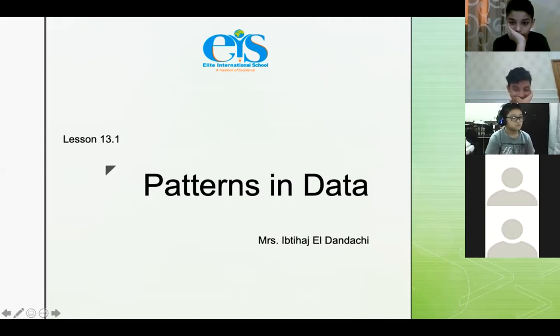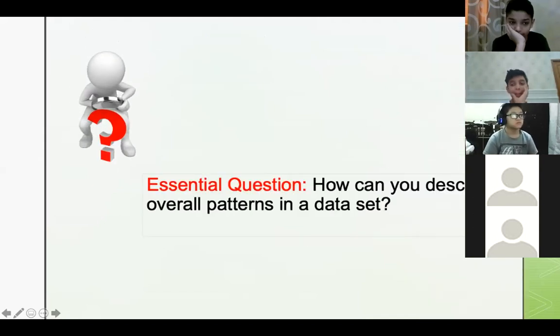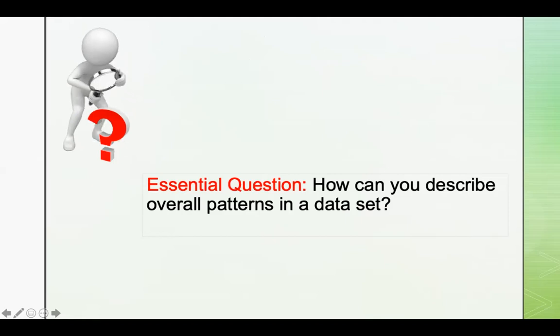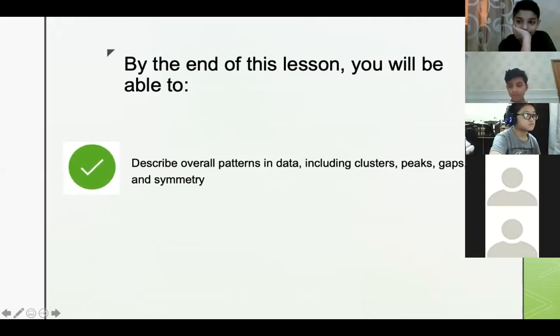It's patterns in data. And the essential question is, how can you describe overall patterns in a data set? So basically, what are we going to do today? By the end of this lesson, we will be able to describe overall patterns of data, including clusters, peaks, gaps, and symmetry. So what are the new terms we're going to deal with today? Who can tell me? Clusters, peaks, gaps, and symmetry.